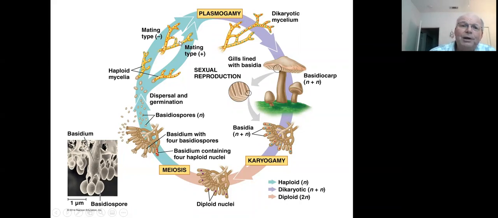Unlike the ascomycetes, where this is somewhat transitory, in basidiomycetes, this can be long-lived. In fact, the vast majority of those honey oyster mushrooms in Oregon that underlie that aspen grove in the forest, that is one of these long-lived dikaryotic mycelia that give rise to the mushrooms, because it's this dikaryotic mycelium that actually produces the mushrooms.